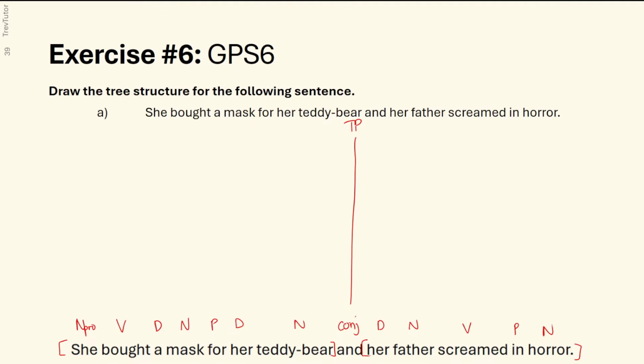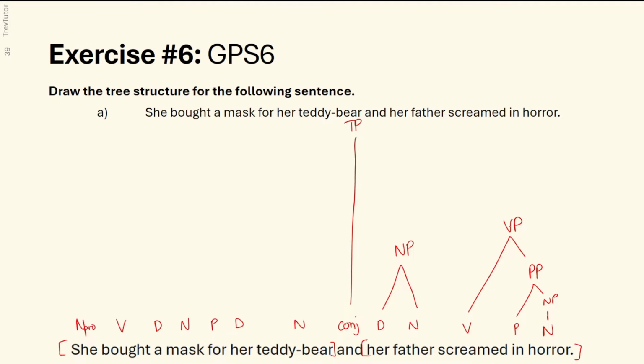So for "her father screamed in horror," well, "her father" is the subject here. So this will be a noun phrase. "Horror" is a noun phrase, and the preposition is introducing it. So that'll be a prepositional phrase introducing a noun phrase. And then "screamed" is the verb phrase there. So it's the verb, it's going to create a verb phrase, and then the prepositional phrase "in horror" is modifying it.